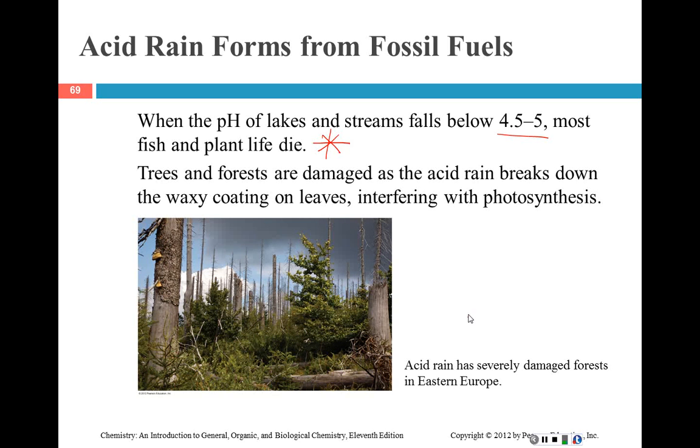So these are some of the Eastern European forests. Notice the defoliation of these trees and how bad they look. This is because the acid rain is coming in from some of the coal plants and then raining down on this area.